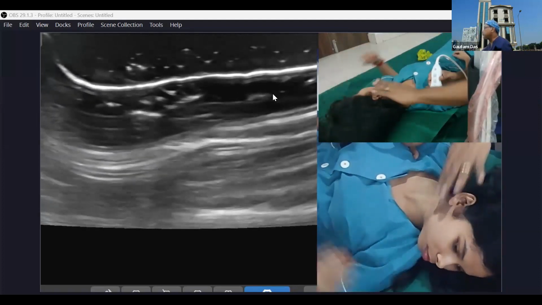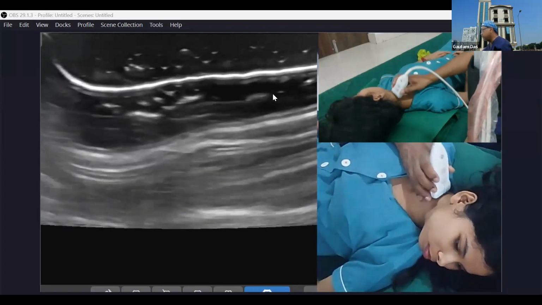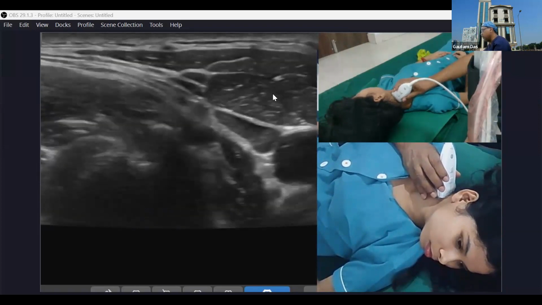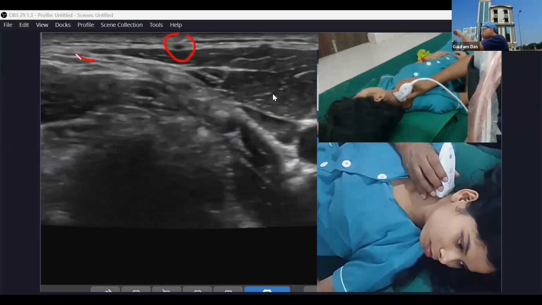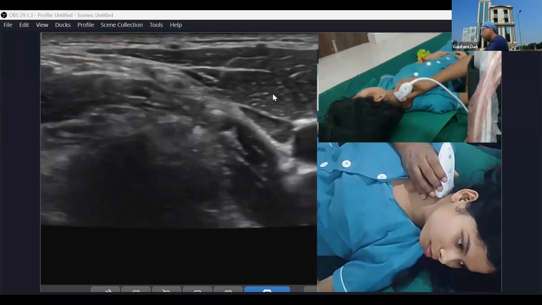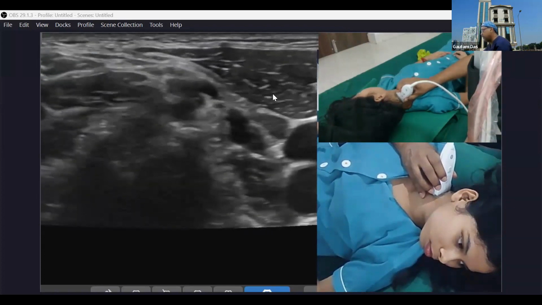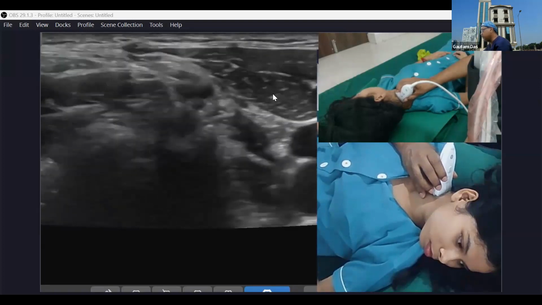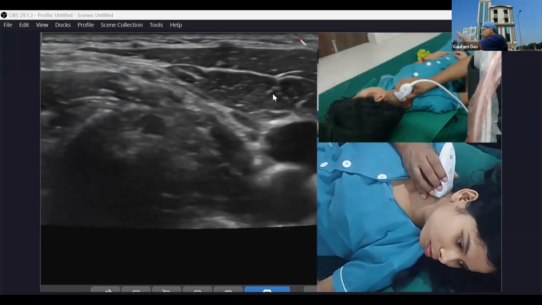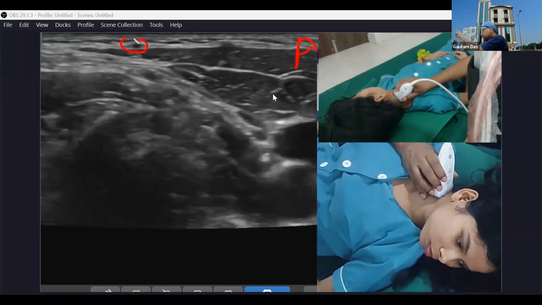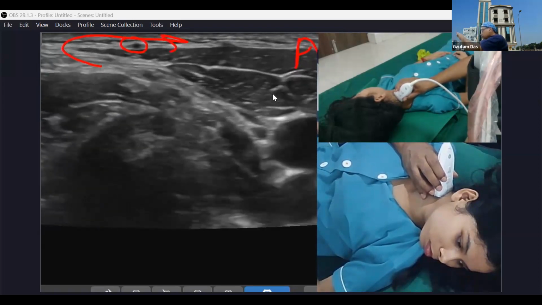So what we have to do, we have to search it here. So can you see this nerve? This nerve is your greater auricular. Why? Because this nerve is wrapping around like this and going here. When I'm toggling, I'm coming down. You see, from here it is originating. And it is wrapping around and going there. Going anterior. This is anterior side. This is posterior side.